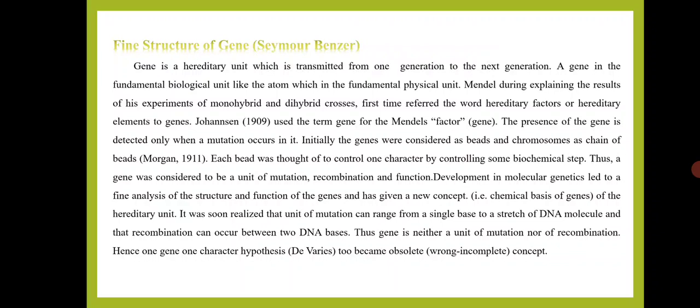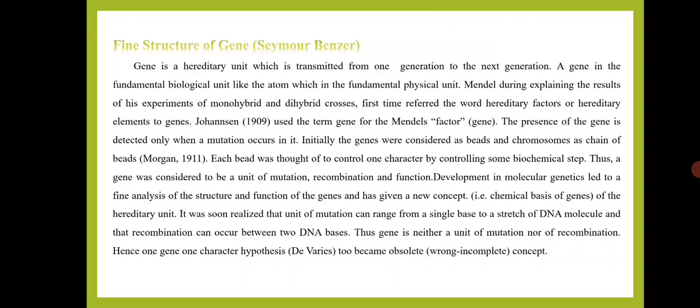for the Mendel factor. The presence of the gene is detected only when a mutation occurs. Initially, the genes were considered as beads and the chromosome as a chain of beads. That has been explained by the scientist Morgan in the year 1911. Each bead was thought to control one character by controlling some biochemical step. There is a fine unit mutation.